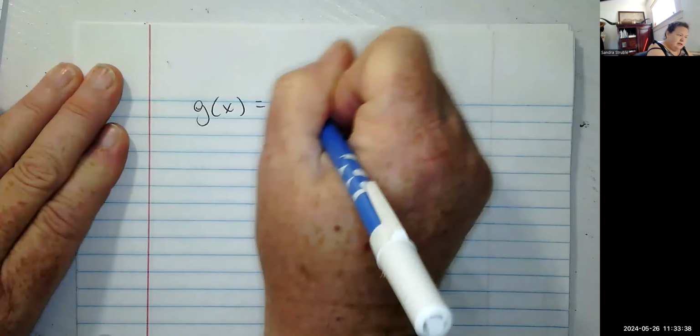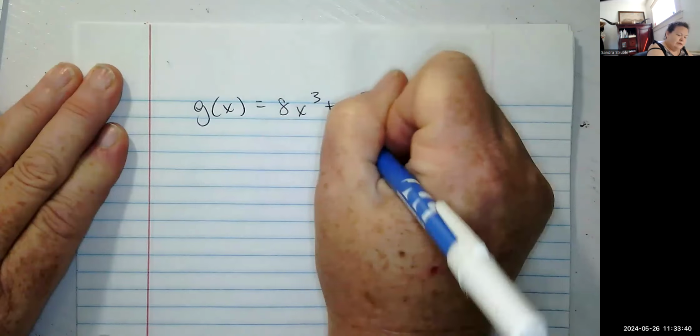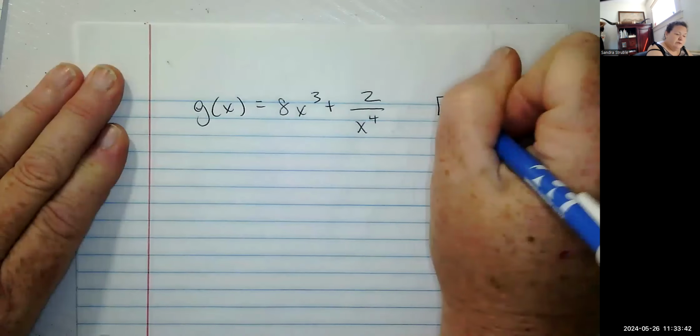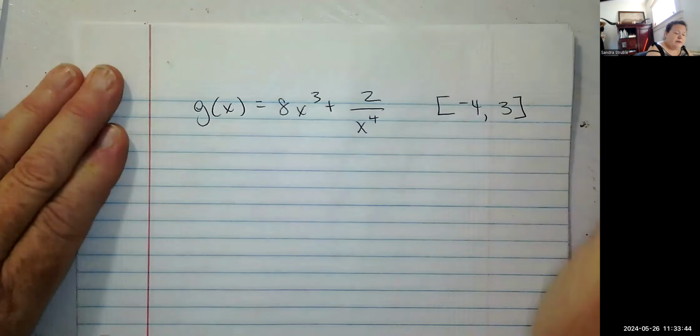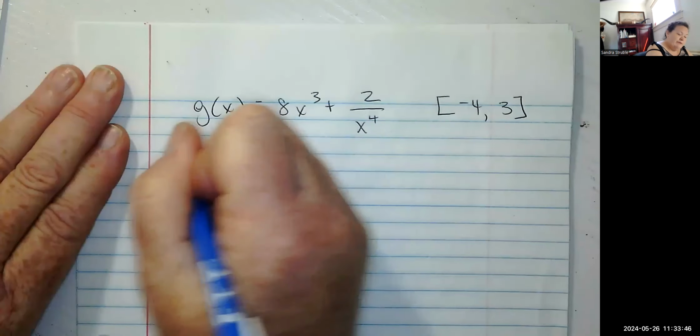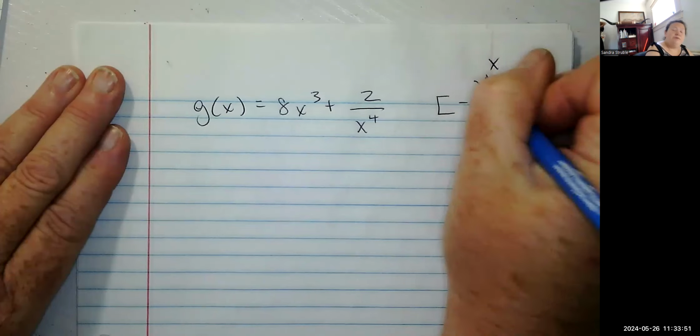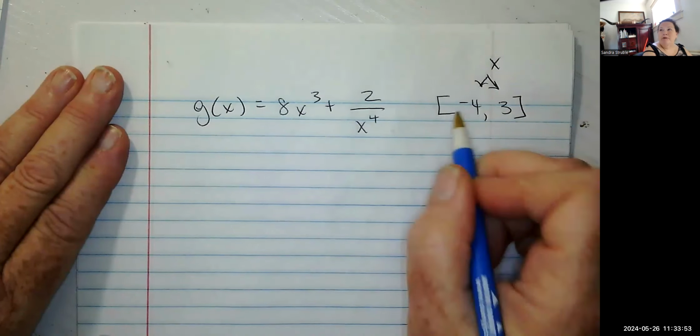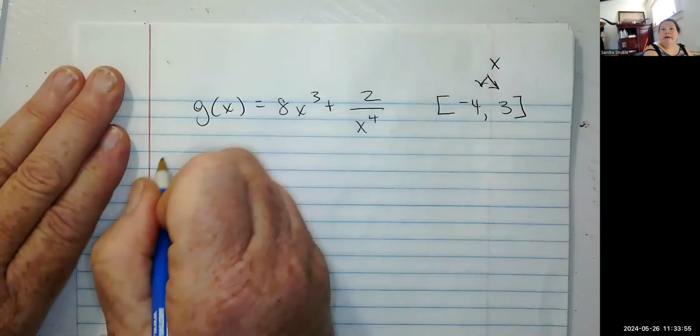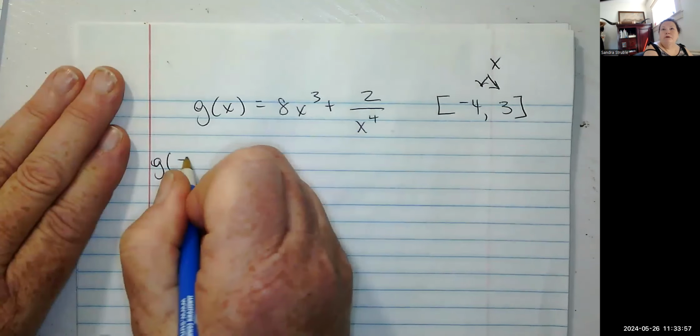To find the average rate of change, it looks like you already understand what to do. Let me rewrite it real quick. So you've got g of x is 8x cubed plus 2 over x to the fourth, on the interval from -4 to 3. These are both x values, because this is the domain they're giving us. So it's on an interval, and we've got to plug in -4 for x.